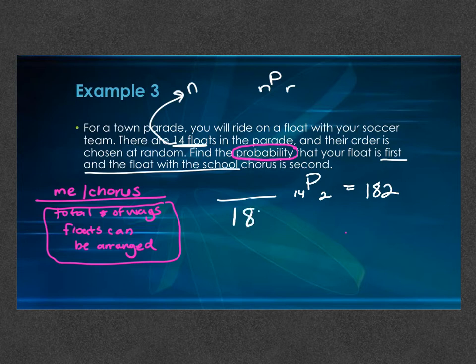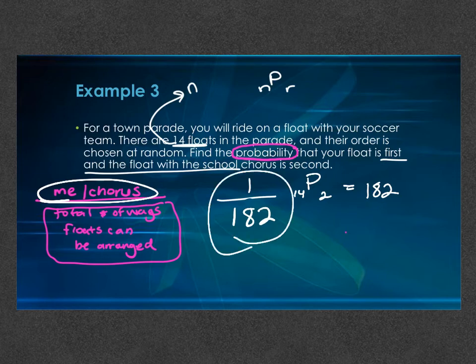That's going to go in the bottom. Now the question comes, how many of those are going to involve me going first and the chorus going second? That's only going to happen one way. So it is 1 out of 182 ways.